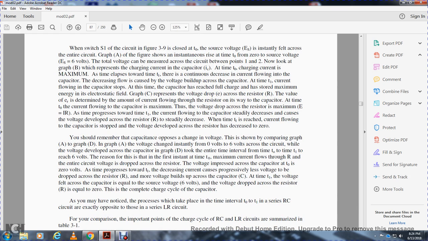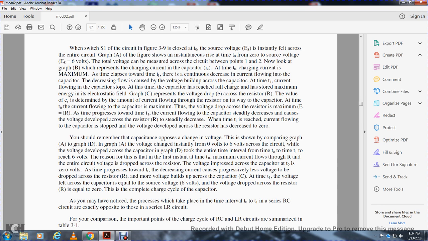You should remember the change of voltage shown in graphs A and D. Graph A shows the circuit voltage changing instantly from 0 to 6 volts, while graph D shows the voltage developed across the capacitor, which took the entire interval from time 0 to time 1 to reach 6 volts. The reason is that at the first instant, at time 0, the maximum current flows through the resistor, the entire circuit voltage drops across the resistor, and the voltage across the capacitor is 0 volts.